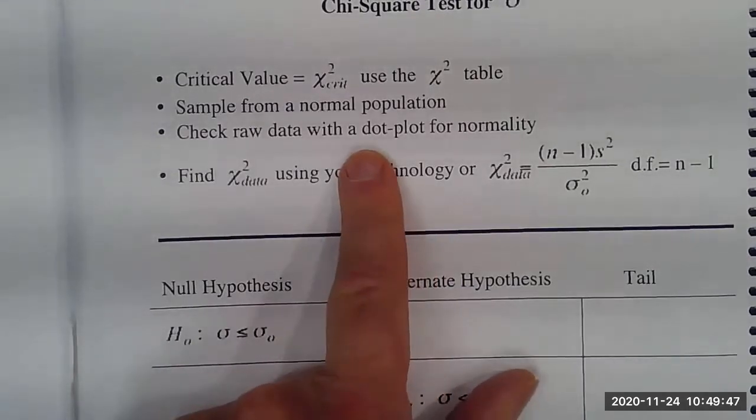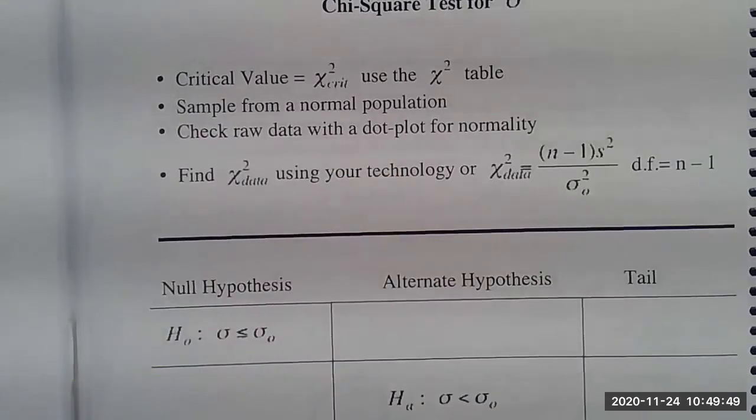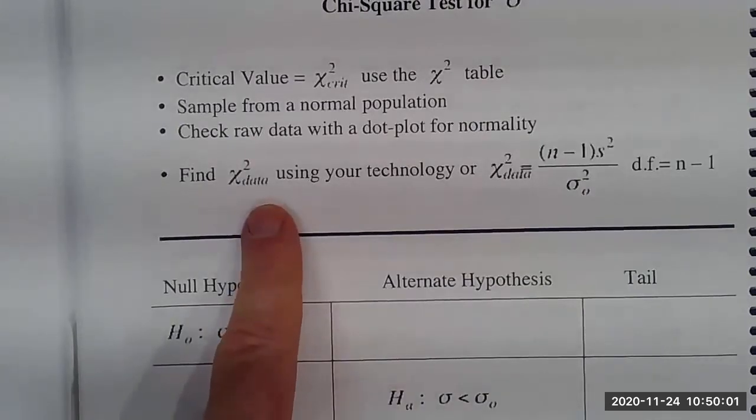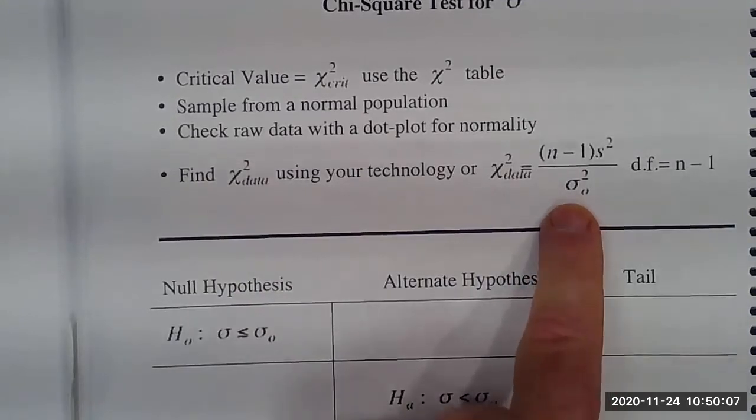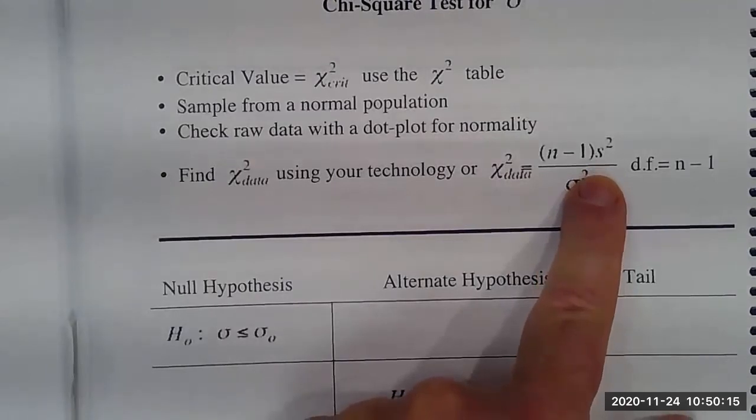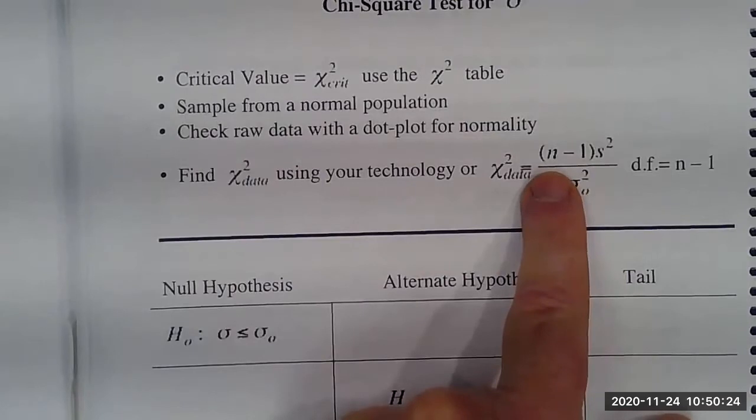Now, a dot plot can be used to test normality, just as an idea. But again, I'm not going to do that today. We're just going to assume normal and everything. The data value, there's the formula. You will be given sigma sub naught. That's like the given historical population standard deviation. You will be given that. And you're going to have to either be given little s, or you're going to have to calculate it using your calculator, one or the other, if you use the formula. Lowercase n, of course, is going to give you what n is and degrees of freedom.